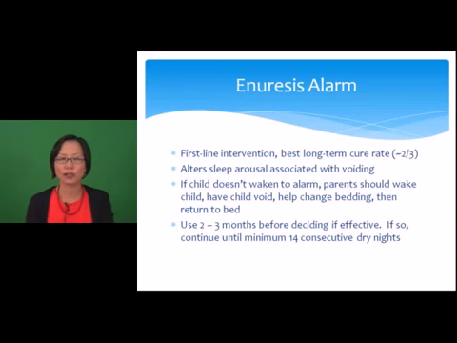So the first line intervention that has the best long-term cure rate is an enuresis alarm. Again, you really need to make sure that the family is on board with this, because the way that the alarm works is it wakes the child when they have an accident, which means the parents wake up. So if the parents don't want to be woken, or the child doesn't want to be woken, this can actually add significant stress to the family.